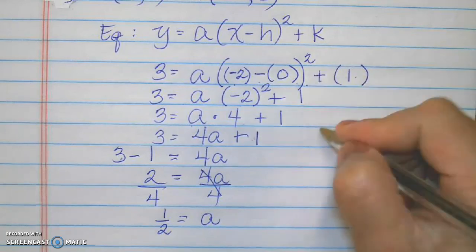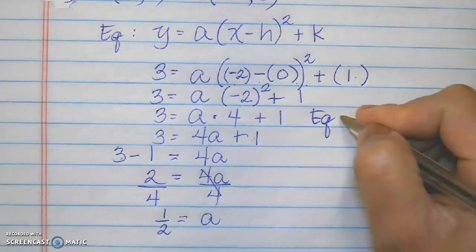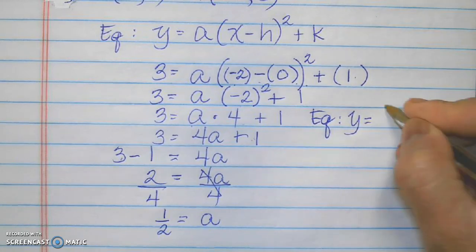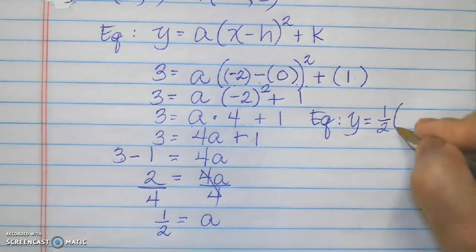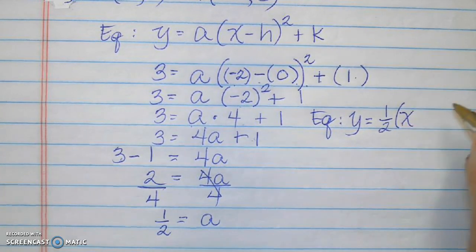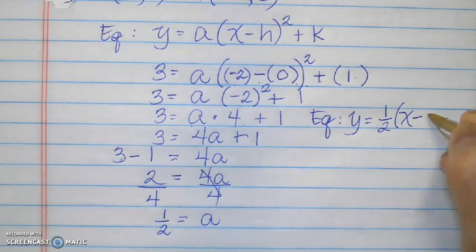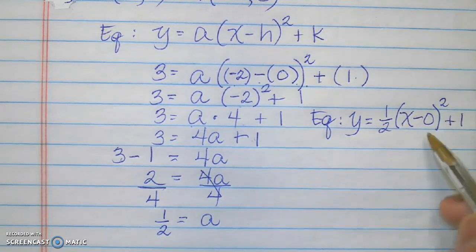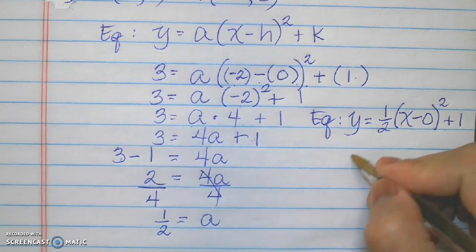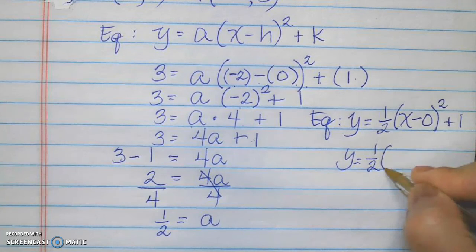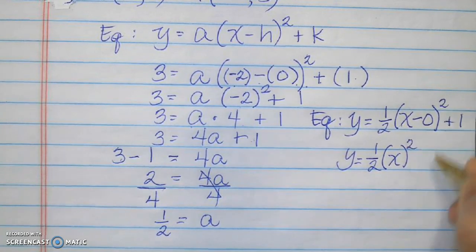Your equation now would look like this. Y equals 1/2 x minus 0. Let's just write that down. Plus 1. However, you have to fix that. So your y is equal to 1/2 parentheses x squared outside plus 1.